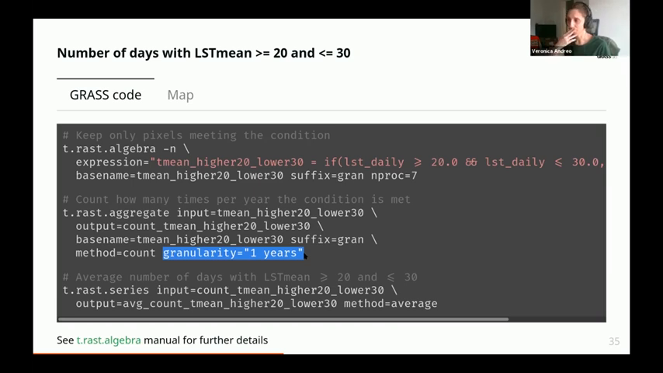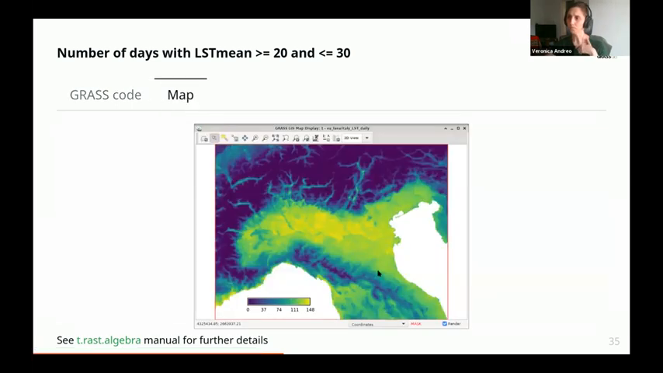of times that this condition is met. Okay, we could then aggregate that to an average, for example, to get only 1 map. And this is what we get as an average. Okay, so the average number of days with temperatures between 20 and 30.